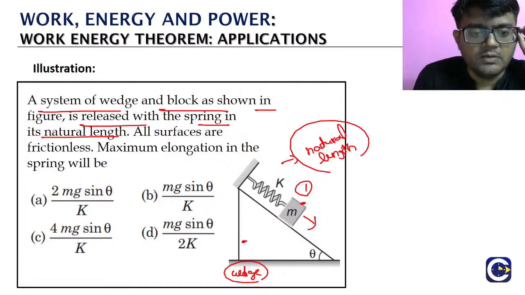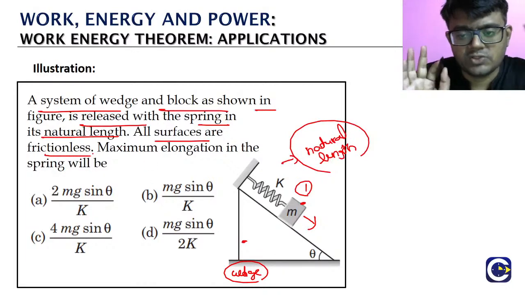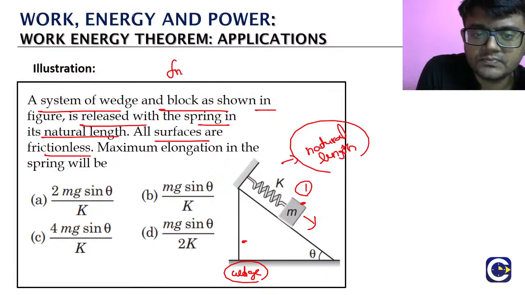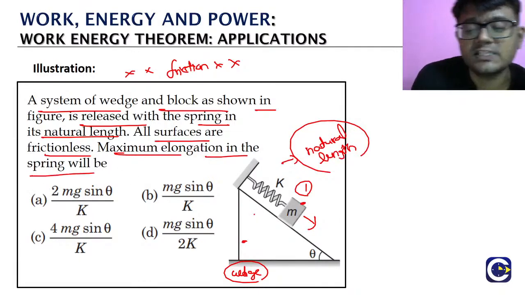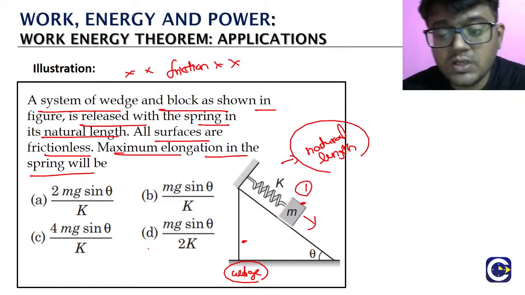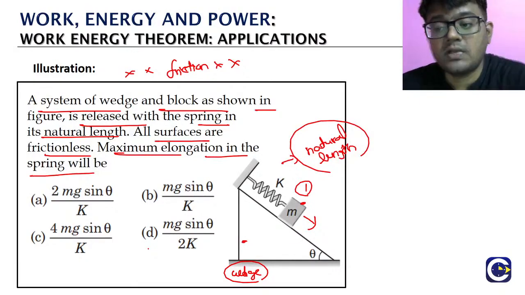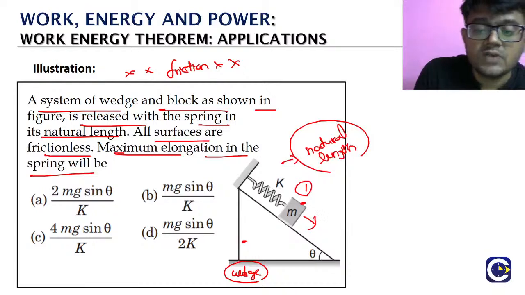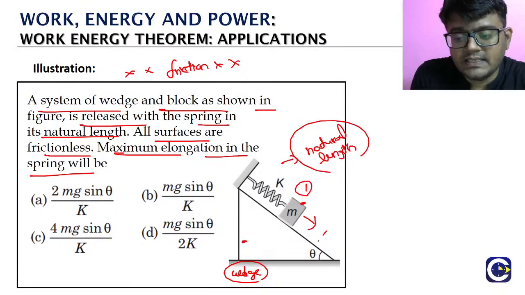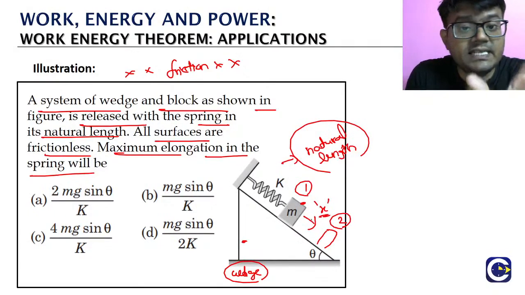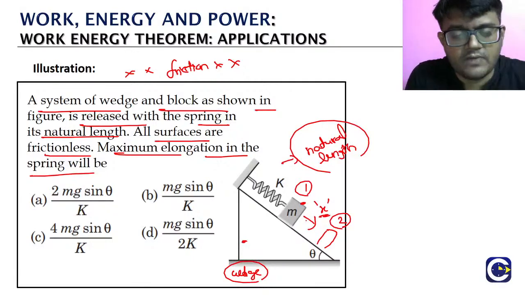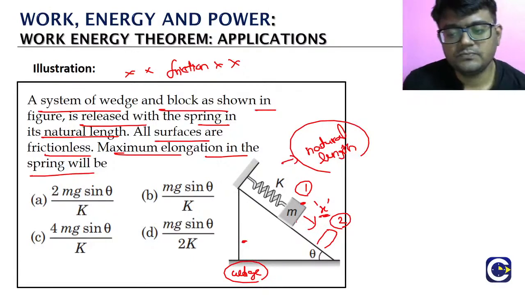Okay, look, all the surfaces are frictionless. So there is no friction concept here. Find the maximum elongation in the spring. What do we need to find out? We should find out the maximum elongation in the spring. Let us say it moves and comes here, by moving a distance x. So distance x is along the plane. Okay? So that x is what we need to calculate.